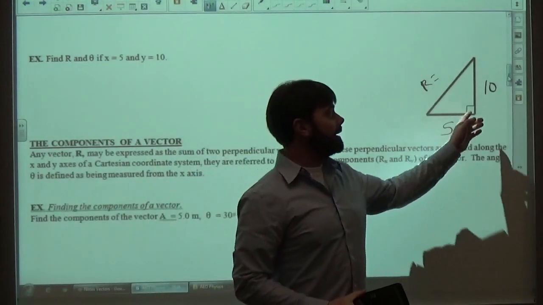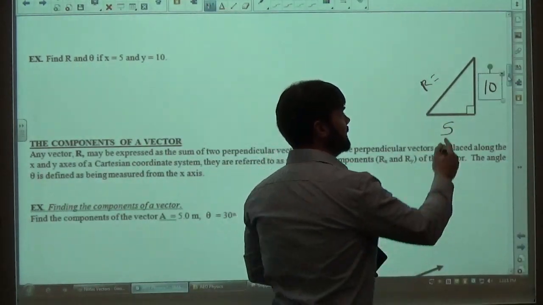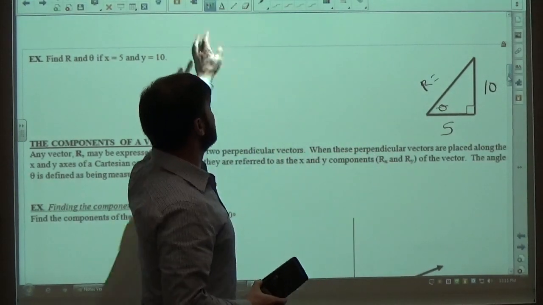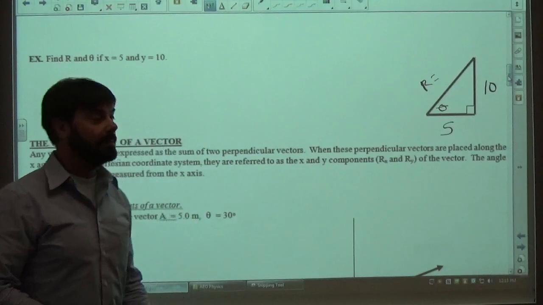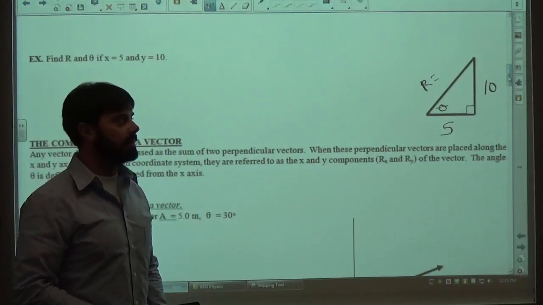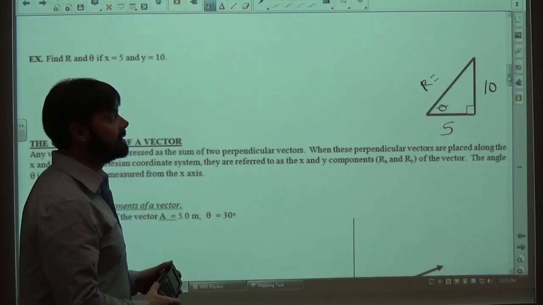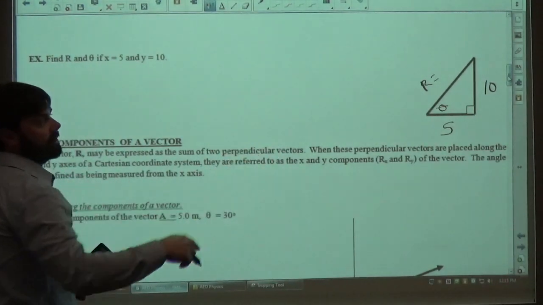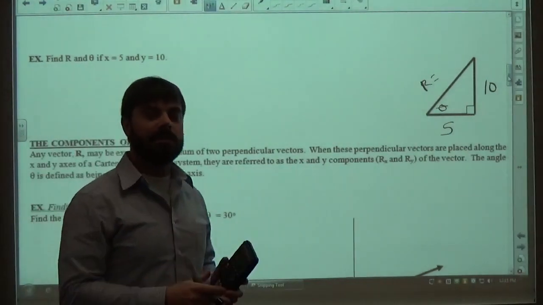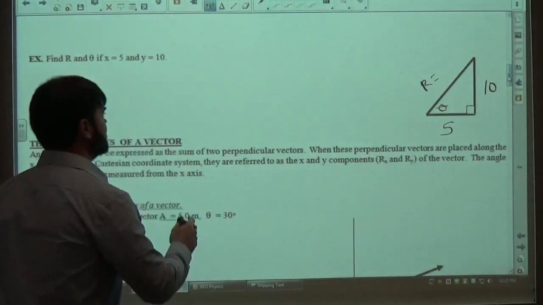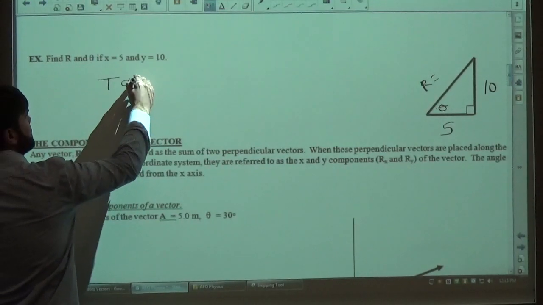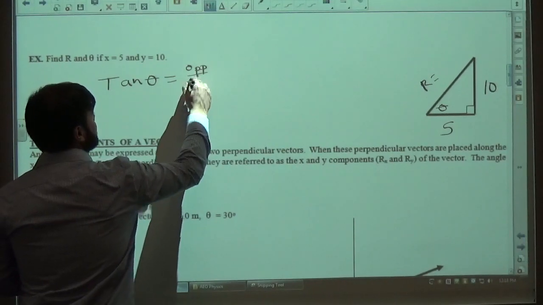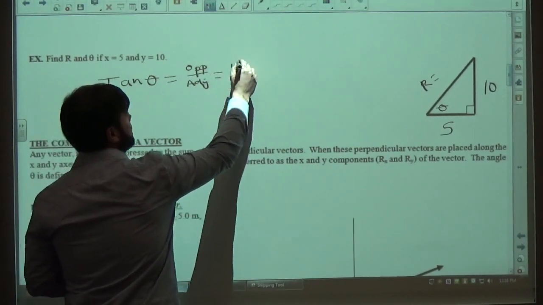You do know opposite, you do know adjacent. Assuming that theta is in this corner, you have the liberty to decide which corner is going to be theta, but as the previous examples have shown, our theta has been the measurement from horizontal, which is most commonly that. And if I do know opposite and I do know adjacent, the one function that stands out in my mind is O over A, which is your tangent function. So I'm going to start out by saying that the tangent of theta is equal to opposite over adjacent, which in this situation is y over x.